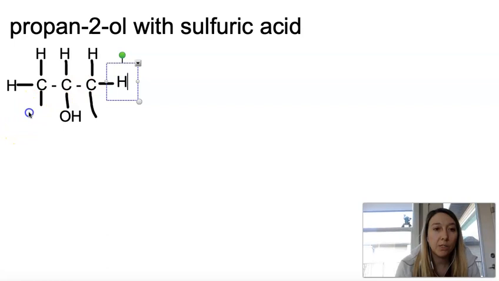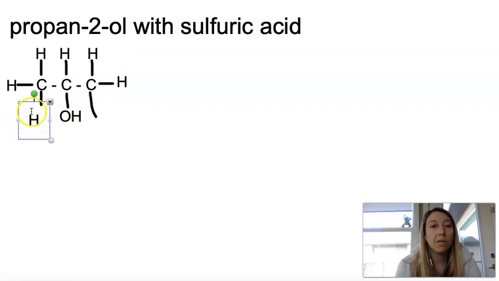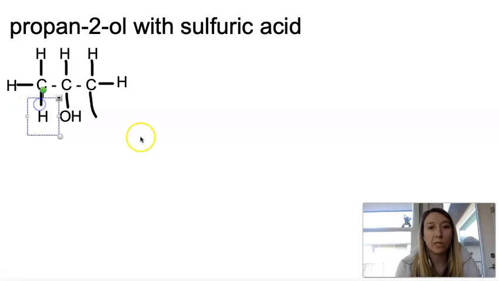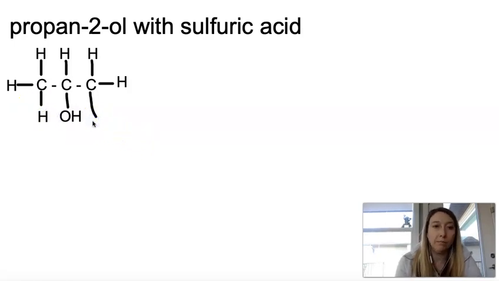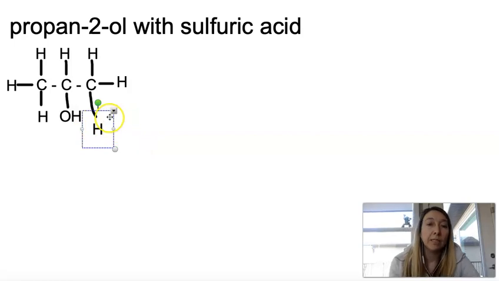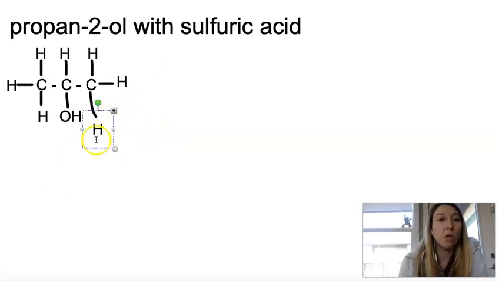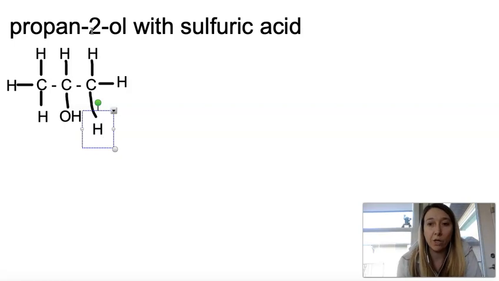Okay, we are combining this with sulfuric acid. So this is where you need to start to be able to recognize what type of reaction something is going to be based off of what you're having. So I should be looking at this and saying, okay, I have an alcohol. Let's think about the types of reactions we've talked about so far. We talked about combustion. Well, for this to be combustion, I need to be combining it with oxygen. I don't have oxygen, so it's not combustion.